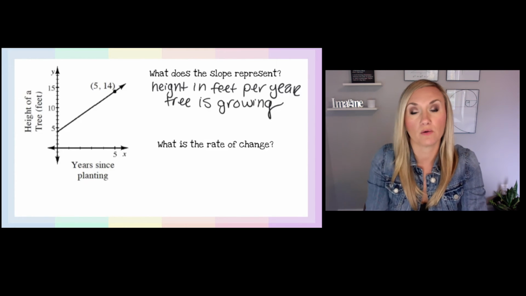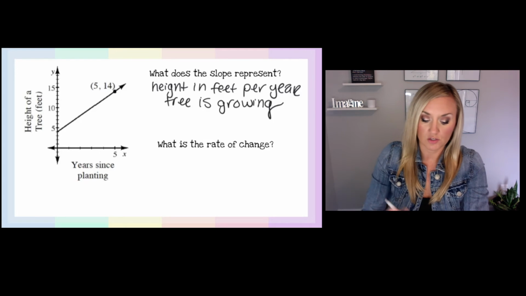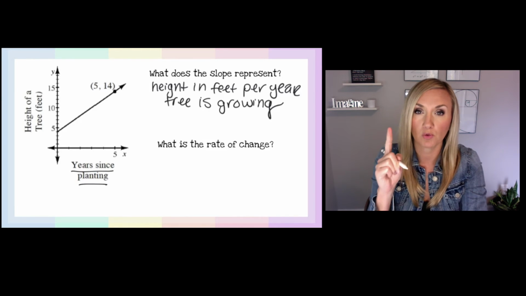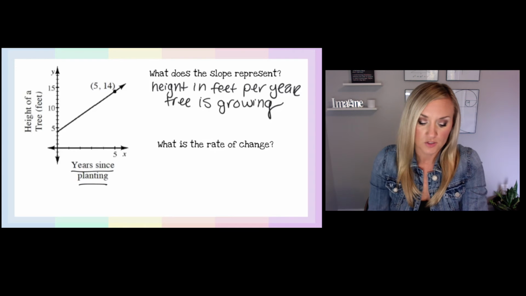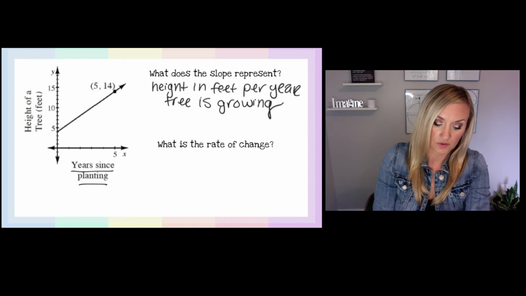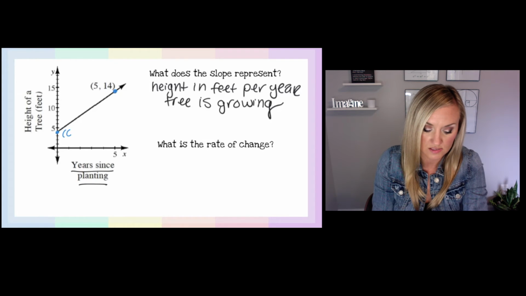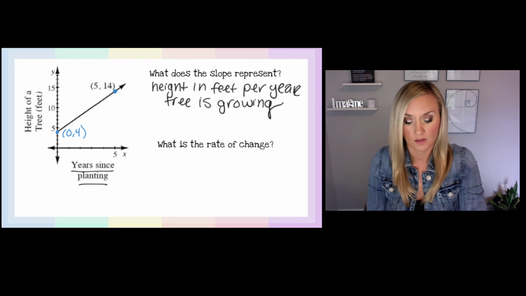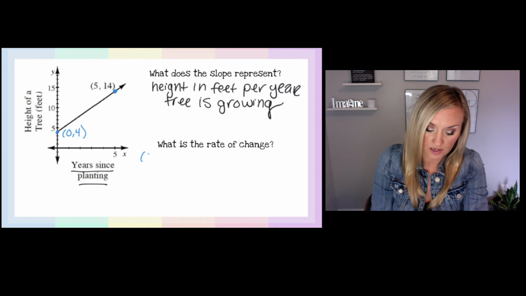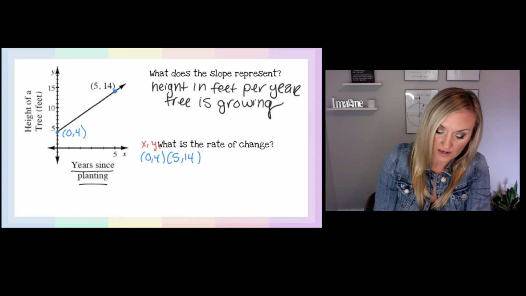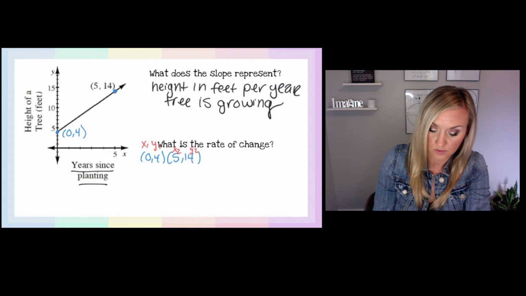Okay, so let's talk about rate of change. Rate of change, since our x is years of planting, we want to know how much this tree is growing per 1 year. Rate of change is per 1 unit of our x-axis. So we have 2 points that we can look at. We have this one that is indicated at (5, 14), and then we have this one that is (0, 4). So if we take those 2 points, (0, 4) and (5, 14), this one is x1, y1, and this one is x2, y2.